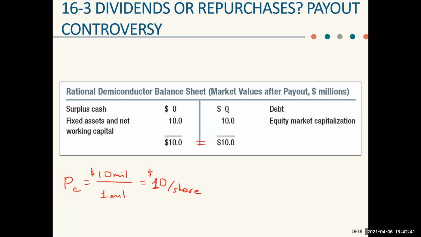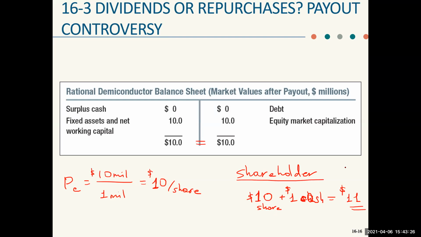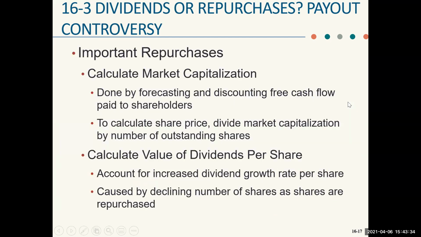So now the shareholders' wealth is like this: the individual shareholder who owns one share now owns a share worth $10 plus $1 in cash. That's still $11 as before. So $10 worth of shares, and $1 in the form of cash. Total $11. Before this, that same shareholder had $11 worth of shares, no cash. So is it good? Is it bad? We're going to see in this discussion. How about the repurchases?